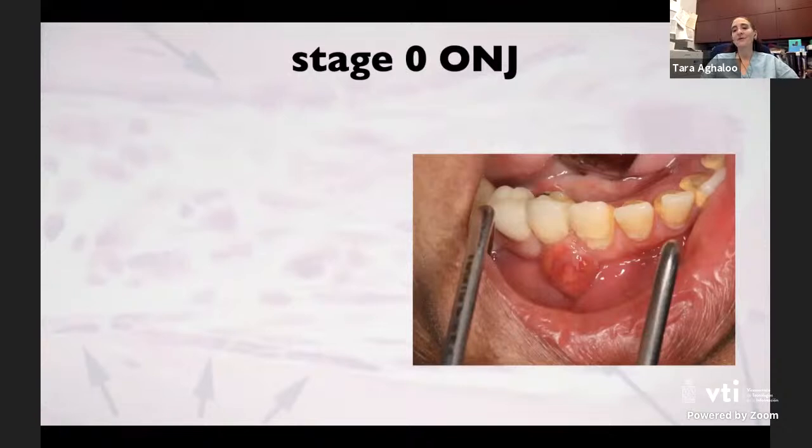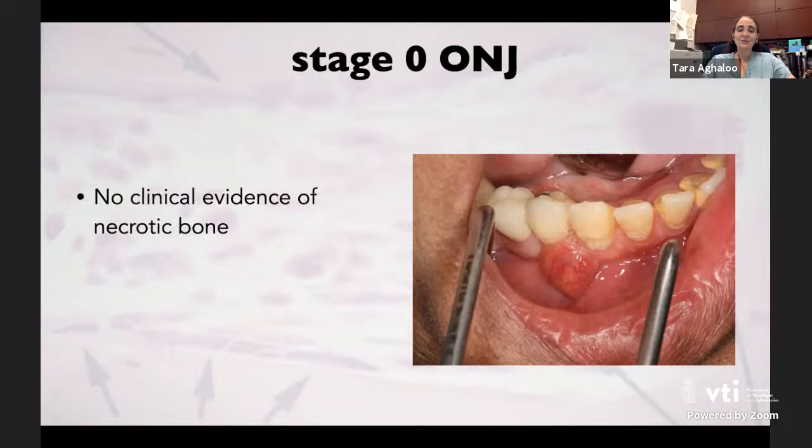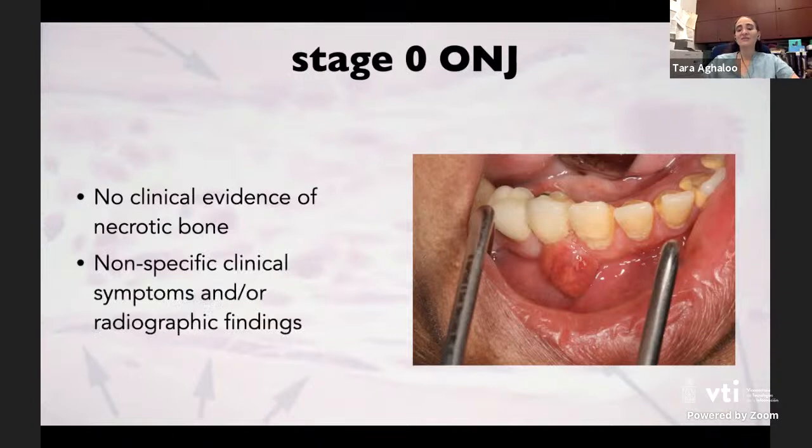This is an example of a patient with stage 0. You can see that there's a lot of calculus around the teeth. So certainly not the most healthy situation, but there's not any exposed bone or any fistula, but you do have some areas of inflammation and the patient is symptomatic. So these are really the aspects of stage 0, where there's no clinical necrotic bone evidence and non-specific findings.